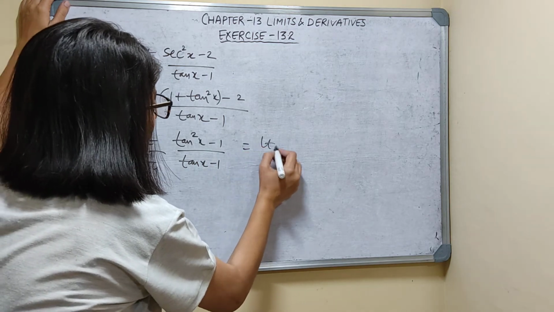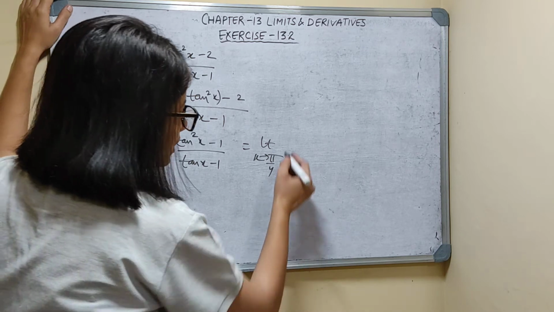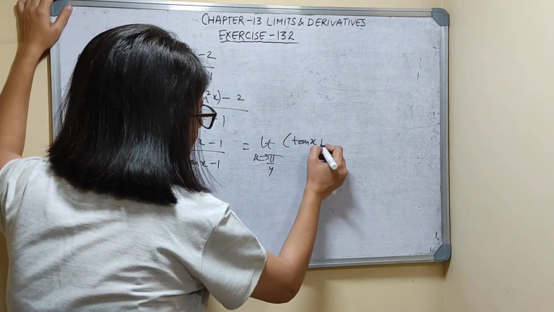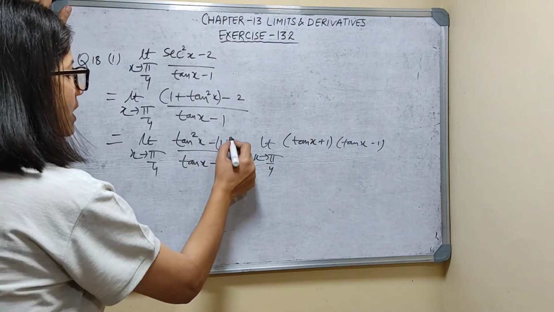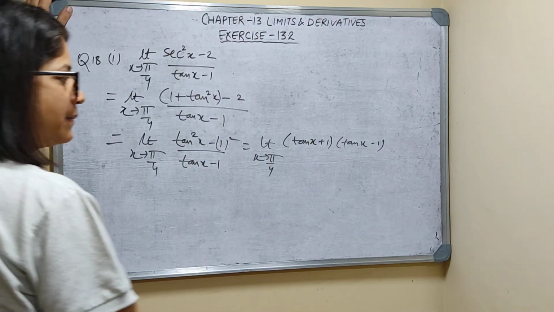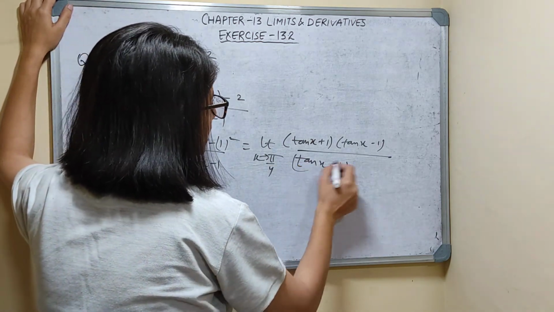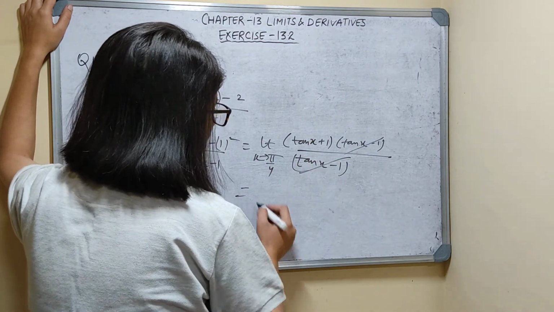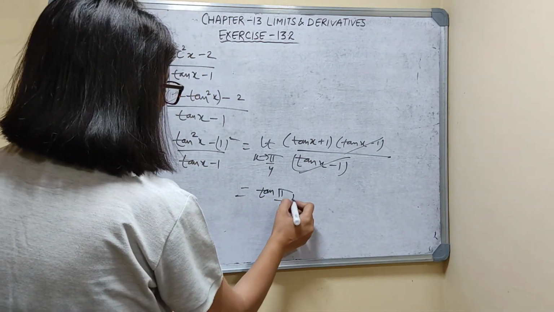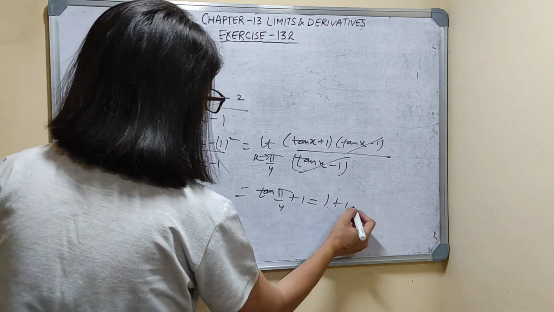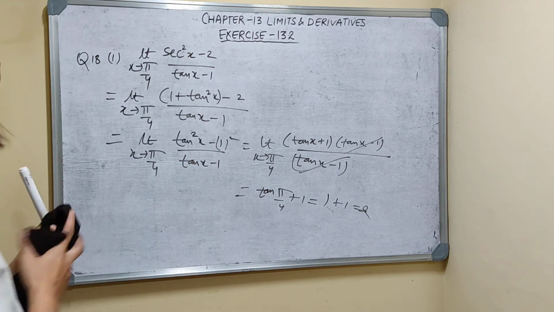I know the limit as x tends to pi by 4. Tan square x minus 1, I can write as (tan x plus 1) into (tan x minus 1), a square minus b square, with 1 square. So tan x minus 1 will get cancelled. Here it is tan x plus 1. Directly I can substitute the value: tan pi by 4 plus 1. Tan 45 is 1, 1 plus 1. The answer is what? 2.